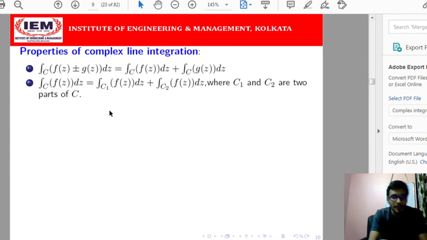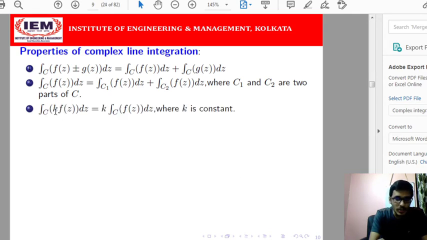So what is the first property? If I add two functions, then the line integration over the curve C is nothing but the line integration of each of the functions individually, added together. Then if C1 and C2 are two parts of the curve, that means one curve is divided into two parts, one part is C1, another part is C2, and they are connected, then integral over C of f(z) dz is nothing but integral over C1 of f(z) dz plus integral over C2 of f(z) dz.